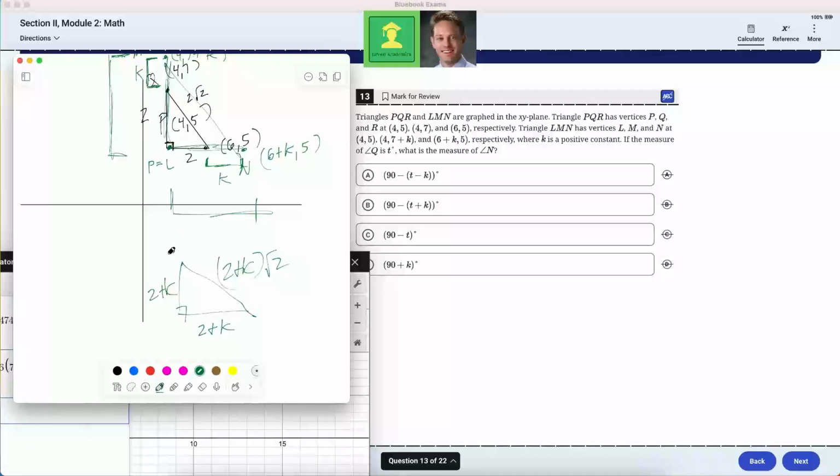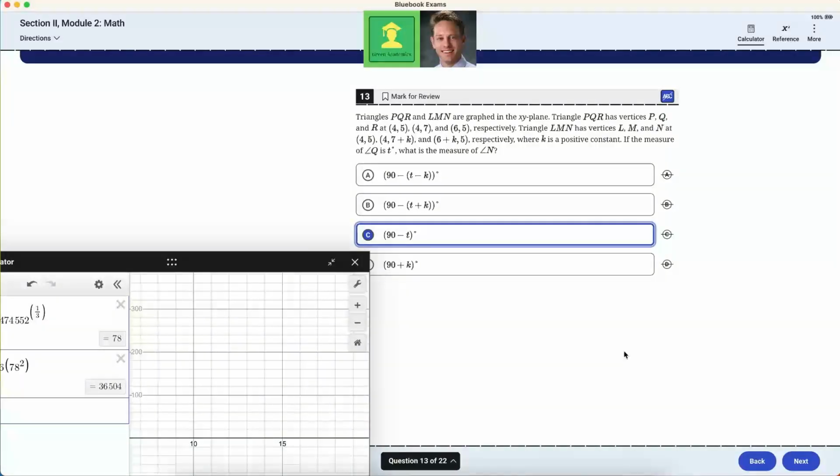Now, if Q is 45 degrees, well, we know that Q is 45 degrees. Then N, as in Nancy, well, these are all 45s. This is a 45. So the answer is 45. Isn't that simply 90 minus t degrees? Sure. 90 minus 45 is 45. Is C as in cat.